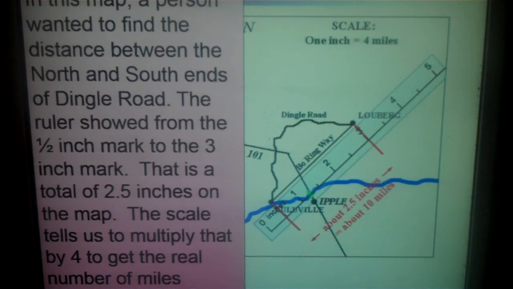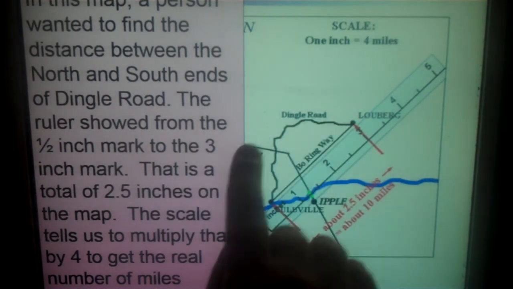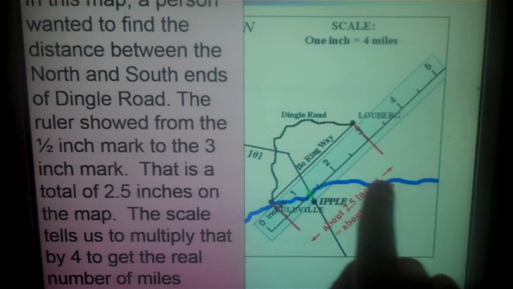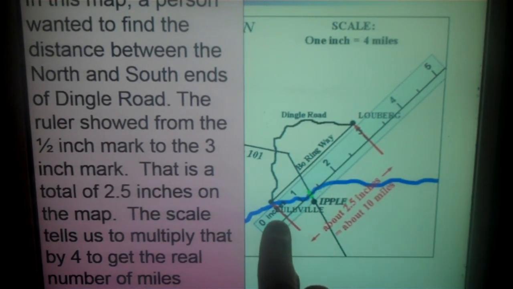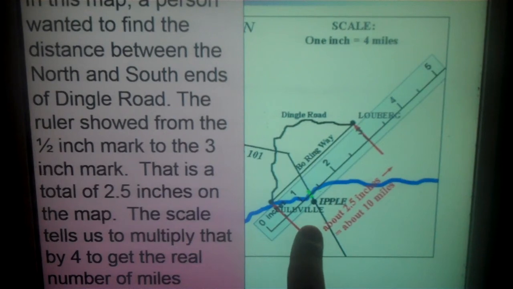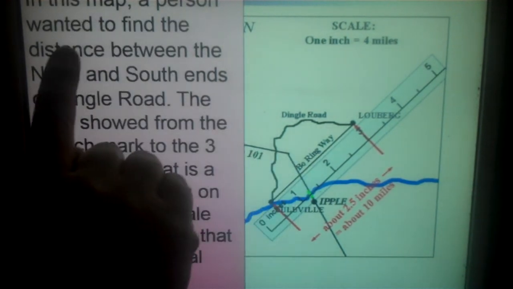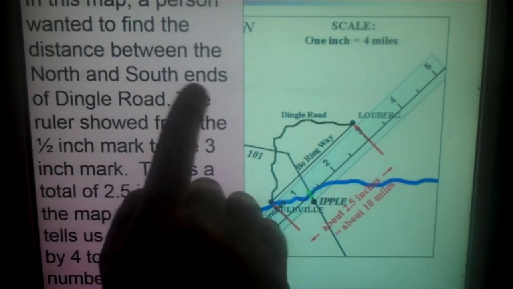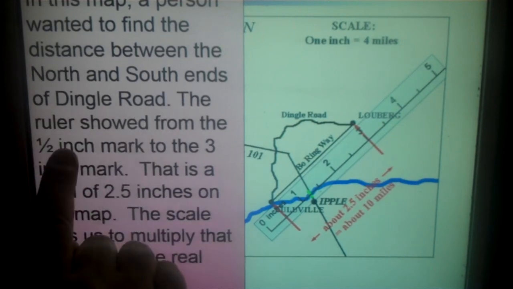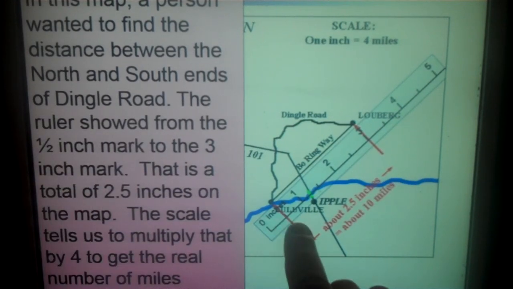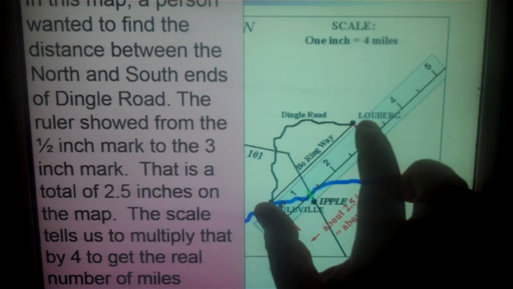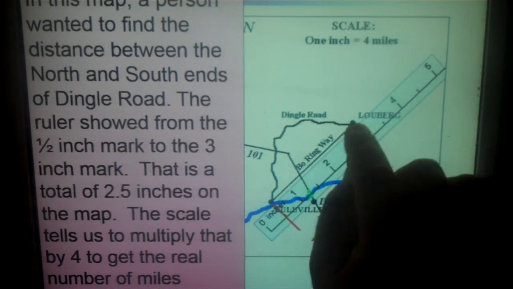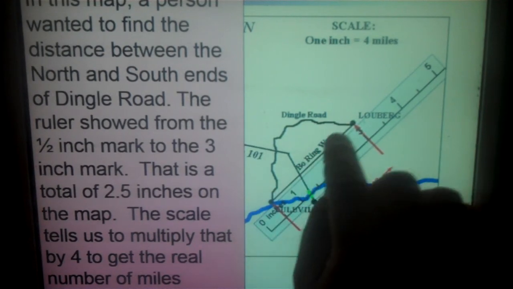On this kind of a map, right here we have Dingle Road, and we have this river right here, and a town called, I can't quite read it, Somethingsville. Okay, on this map, a person wanted to find the distance between the north and south ends of Dingle Road. The ruler showed from the half-inch mark here to the 3-inch mark there, a total of 2.5 inches on the map.